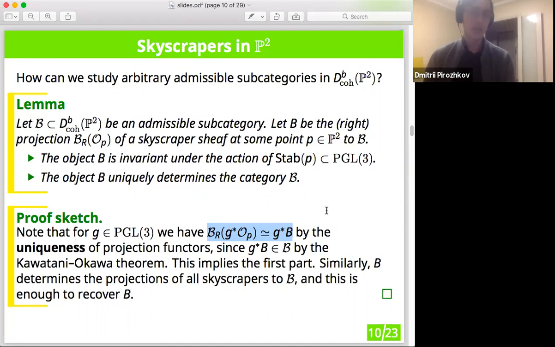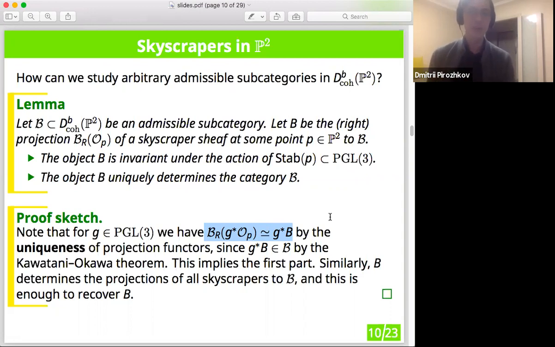That's a sketch. You can do this formally, but the upshot is that if this small g stabilizes the point P, then the left-hand side does not change. It's still the projection of the skyscraper at P, and therefore the right side should also be isomorphic to Roman B, which establishes the first claim. And similarly, if you know this isomorphism, then for any skyscraper you know what the projection of the skyscraper to curly B looks like. And it is not hard to see that if you know the projections of all skyscrapers, then you essentially know the projection of everything, and you can recover curly B.